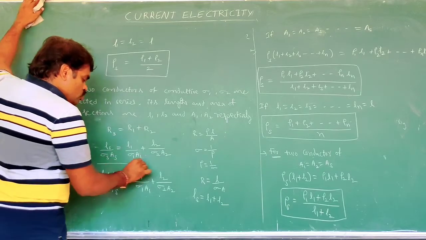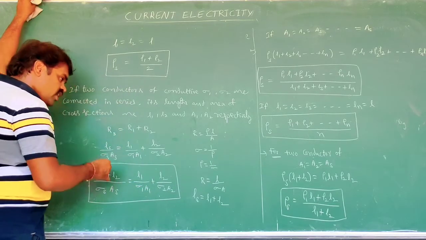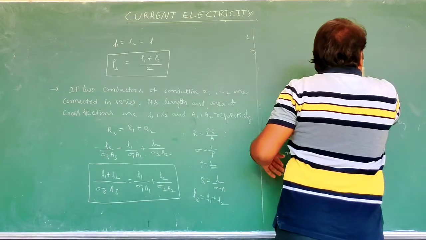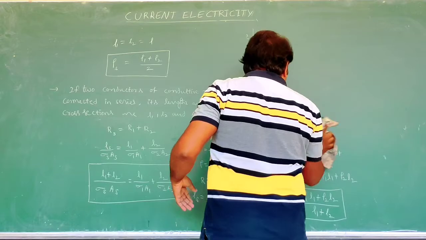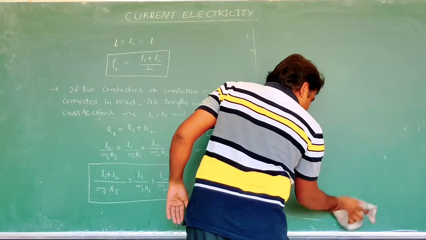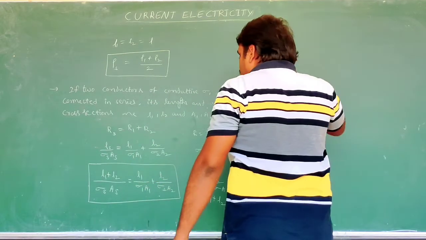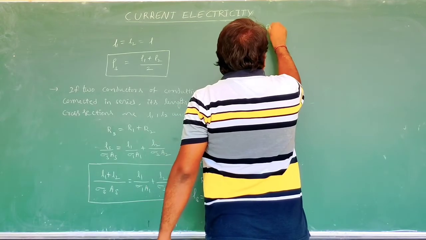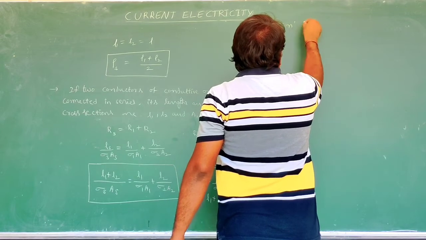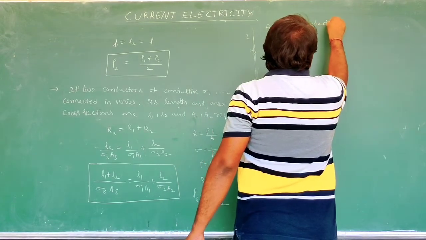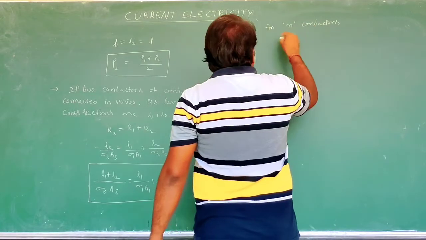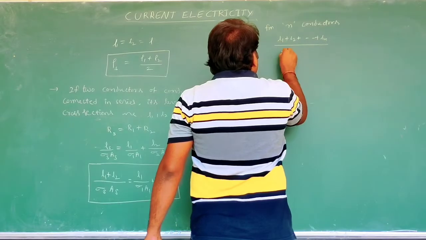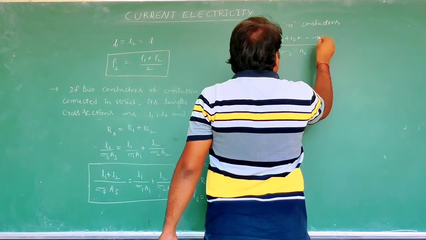This is for two conductors. For n conductors, if n conductors of conductivities are connected in series, then for n conductors you write L1 plus L2 plus dash plus Ln by sigma S into AS.